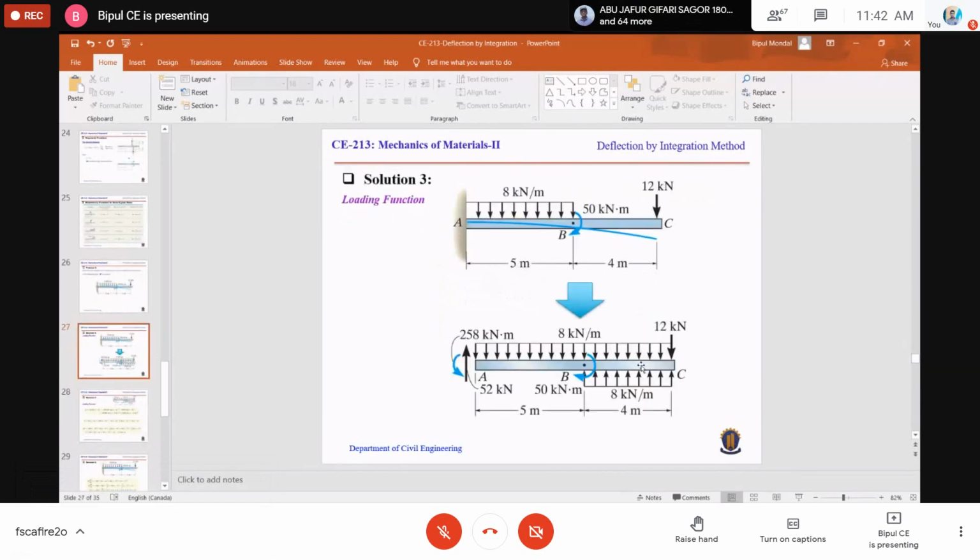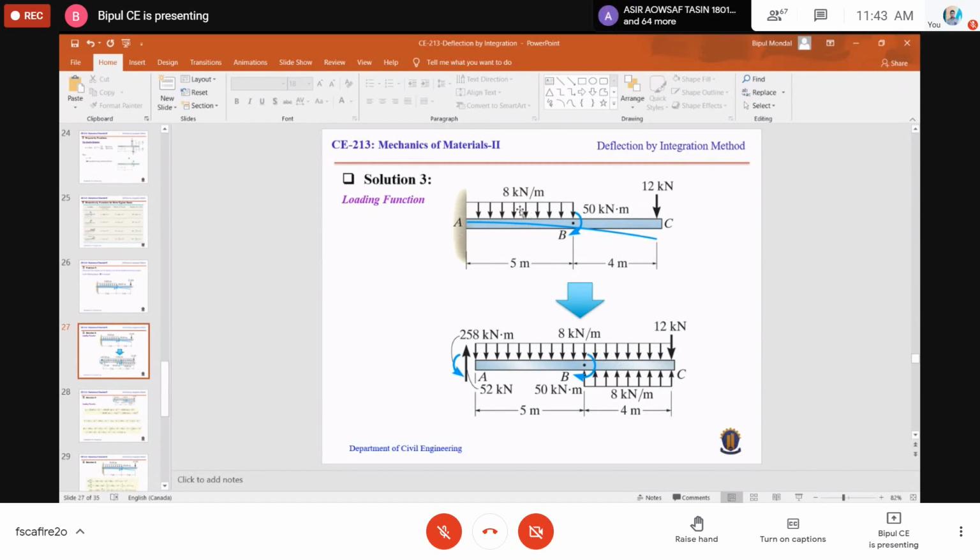So we can represent it this way. We can extend the uniformly distributed load up to the end point, but if we simply extend it, then this diagram and this diagram will not be equivalent. But as we have applied an additional downward uniform distributed load, we can apply an upward uniform distributed load in this zone. So the effect of these two uniformly distributed loads will be counterbalanced. Is it clear?